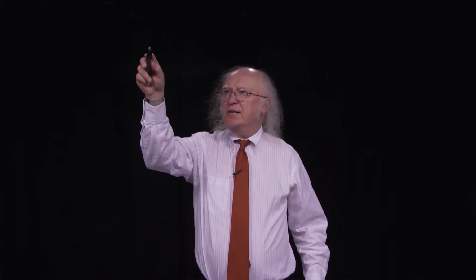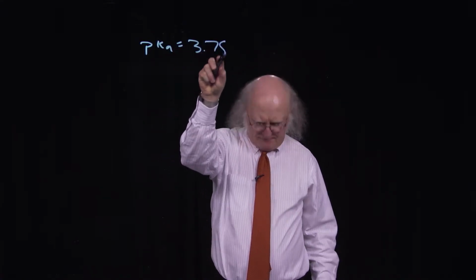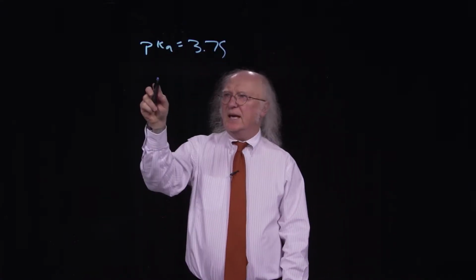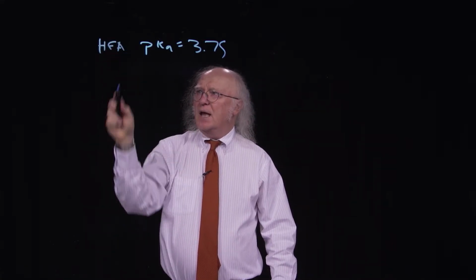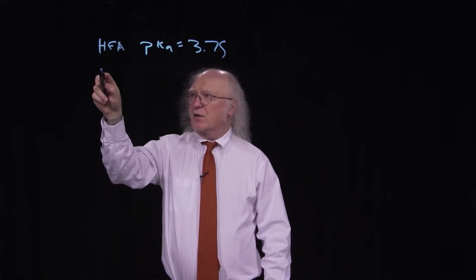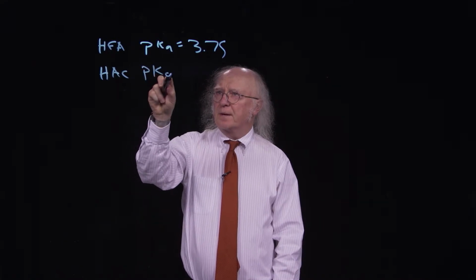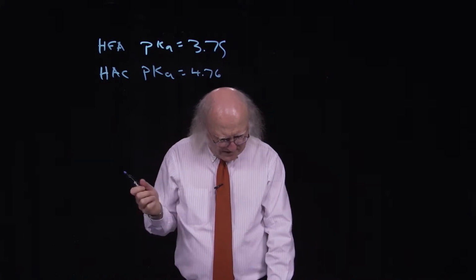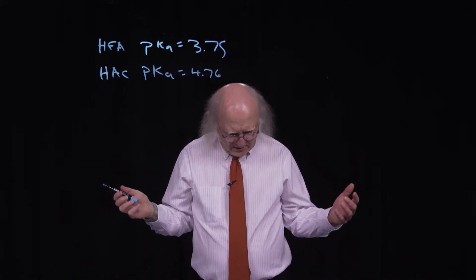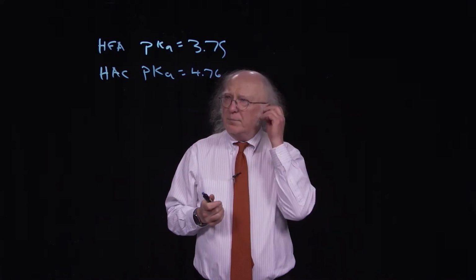Problem number 3 says that formic acid has a pKa of 3.75. And acetic acid has a pKa, so this is formic acid, which I'll call HFA, and acetic acid, which I'll call HAC, has a pKa of 4.76. Why do we consider formic acid to be a stronger acid than acetic acid? And it says your answer must have a mathematical basis.